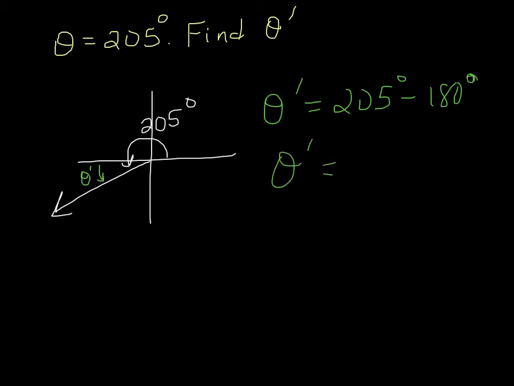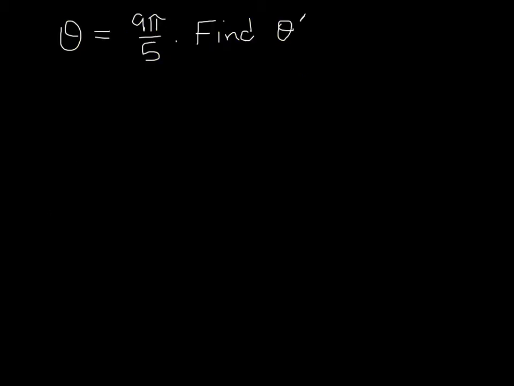So my reference angle here is 25 degrees. If I were to look up the sine of 25 degrees, I could get the number value, and the fact that it's in the third quadrant means that the sine is negative. Okay. How about in radians?